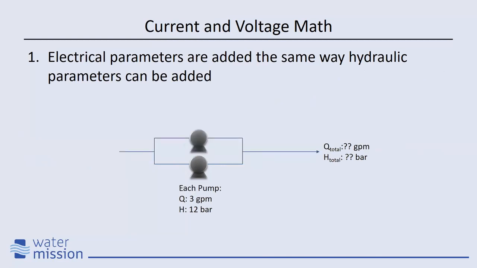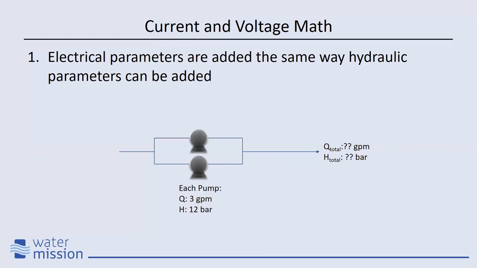But now let's start adding some complexity to this. Now we have 2 pumps. Each pump is just like we described previously. It'll always put out 3 gallons per minute, and it'll always increase the pressure by 12 bar. So before we get into the math, are these pumps arranged in series or parallel?